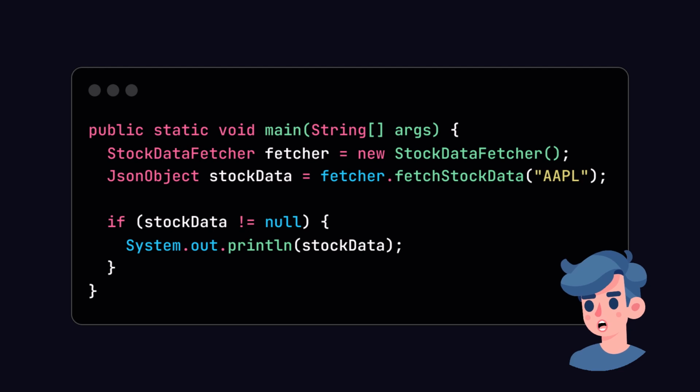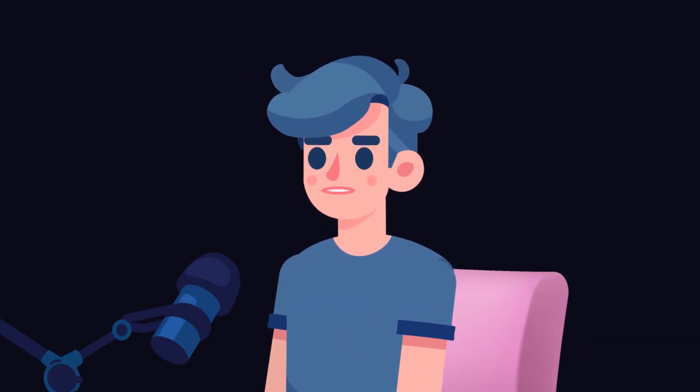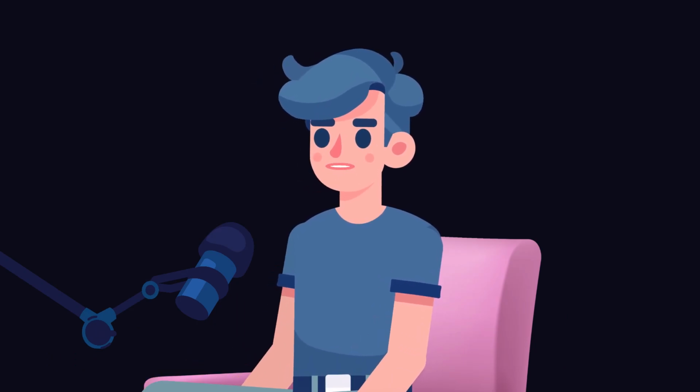Now that we have the stock data fetching functionality, let's invoke this method in our main method and print the stock data to the console. Run your program, and you should see JSON data for the Apple stock printed in your console. Now that we have our data, let's delve deeper into analysis.